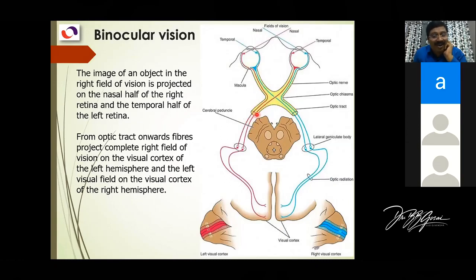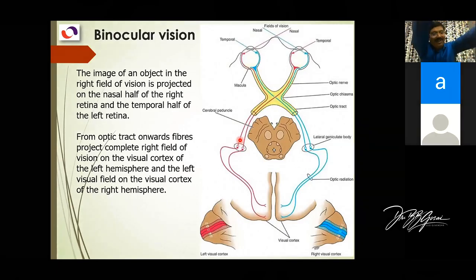Because of this optic tract and the further continuation of the fibers, we'll have a complete half of the field of vision like this. Got it? So one side of the vision means both eyes have half of the vision. We call it field of vision is half. Nasal field and temporal, nasal and temporal. So this side on the left hemisphere, this side on the right hemisphere.